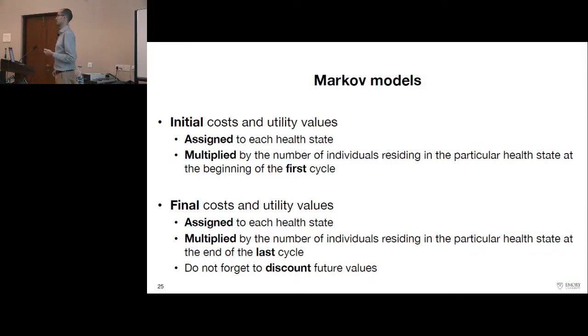Final costs are the same thing. An example could be the cost of a funeral. That is a final cost. Final costs usually occur in the future, so again, do not forget about discounting. There are many analyses that do not have any initial or final costs. It doesn't mean that you have to have them, but sometimes they're appropriate.